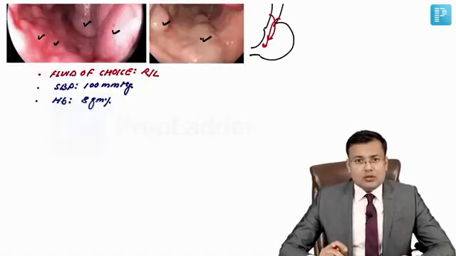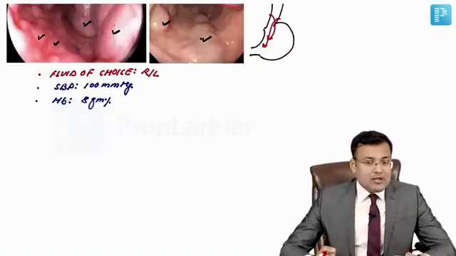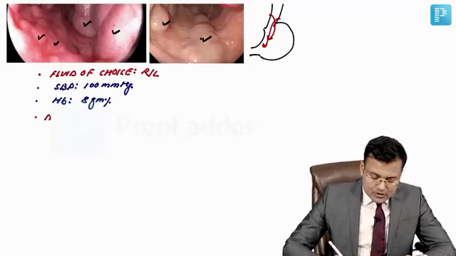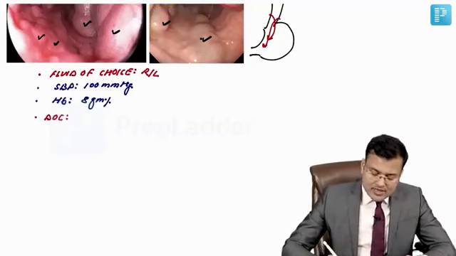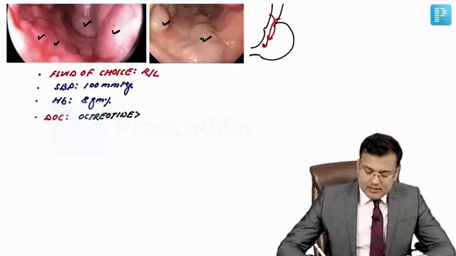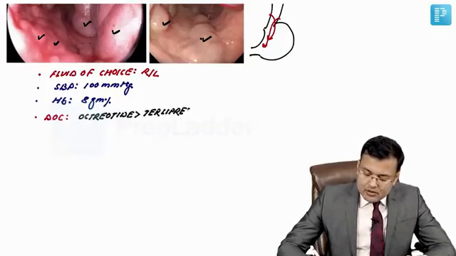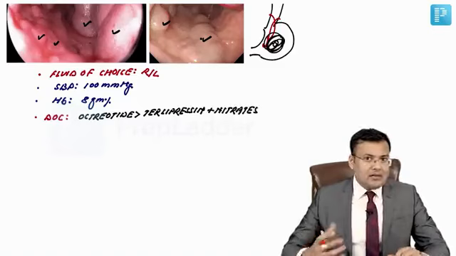After that we have to control the bleeding, which means we have to start the drugs. Pharmacotherapy. So what is the drug of choice for controlling bleeding? The drug of choice is octreotide. The alternative is terlipressin plus nitrates. Octreotide followed by terlipressin plus nitrates. Clear? Bleeding is controlled. After that, there is collected blood inside the stomach.